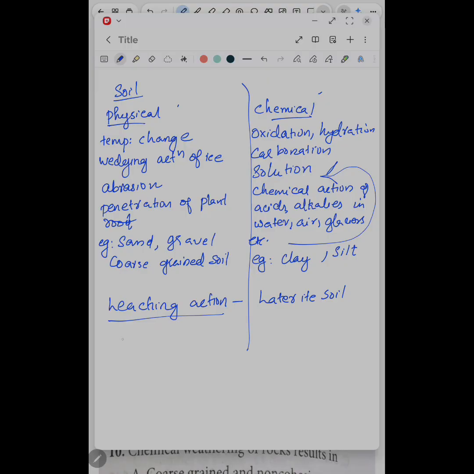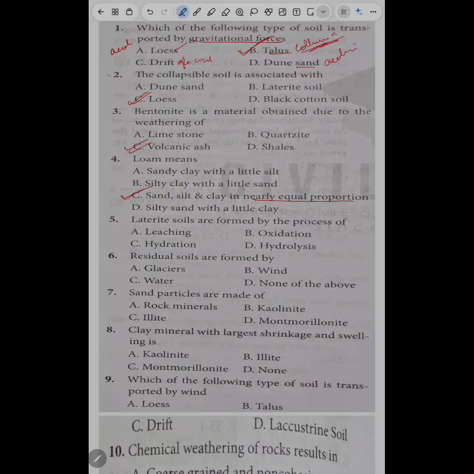In case of physical weathering, there is no change in mineral composition. But in case of chemical weathering, mineral composition is changed. So here the answer is leaching. Laterite soils are formed by the presence of leaching action. Option A will be the correct answer.